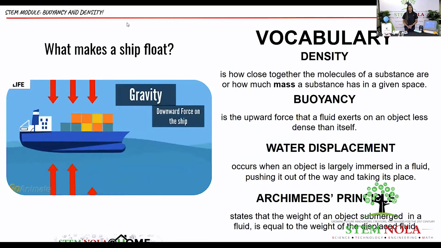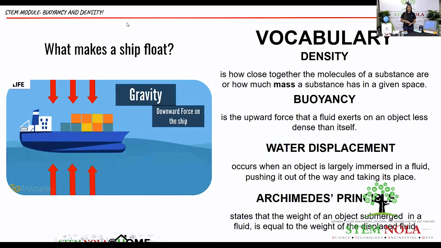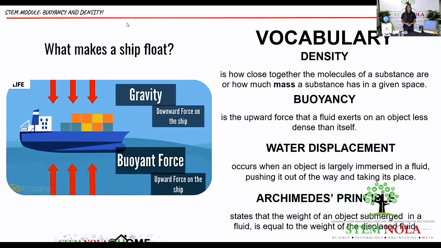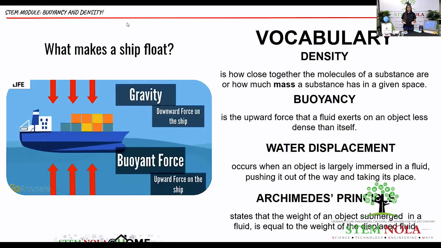So an example of water displacement is getting in the bathtub. When you get in the bathtub, you don't fill it up all the way to the top because you know you have to leave a little room, since when you get in, the water rises. And that also relates to Archimedes' principle. Buoyancy, we see buoyancy when, like Mr. Smith said earlier, when you go on a boat ride, the reason that the boat floats is because of buoyancy.